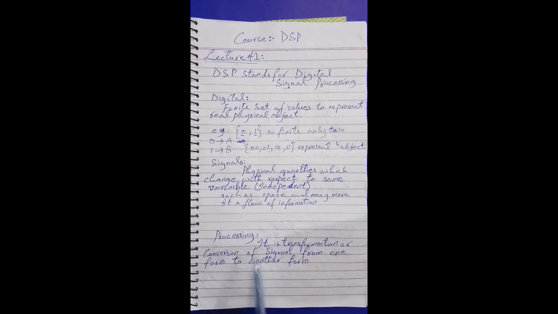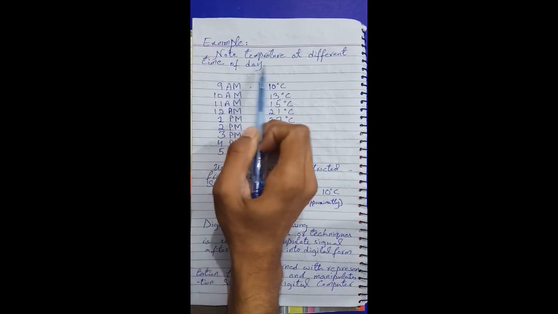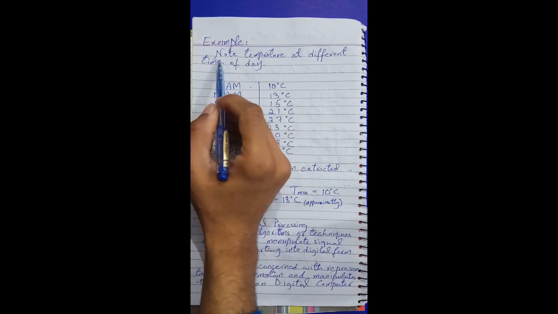Process or processing is the transformation or conversion of a signal from one form to another form. Let's say we have a signal and we apply some kind of algorithm on that signal. We apply an algorithm to that signal and convert it into some useful information, and this is known as processing in DSP. Let's see an example of processing in a DSP system.